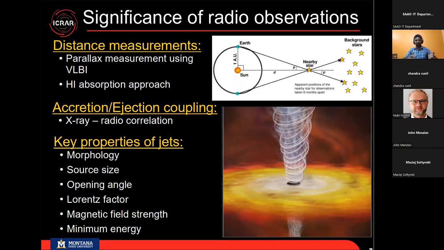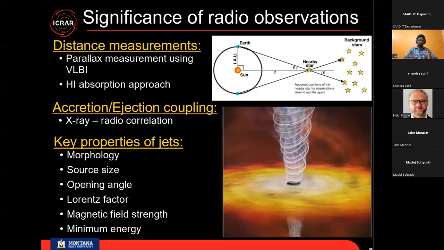The second thing that we can have is the correlation study. It means if we observe the system in X-ray and radio both, then we can have an idea of how the accretion and ejection are coupled. Further, we can constrain various physical parameters of the jet using these radio observations, like what is the morphology of the jet, what is the opening angle, what is the Lorentz factor, what is the magnetic field of the jet, or what is the minimum energy.